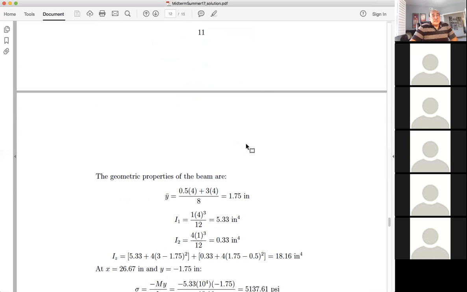And then the next part of the problem, I would have to agree this is a longer problem, but it kind of balanced the rest of the exam.